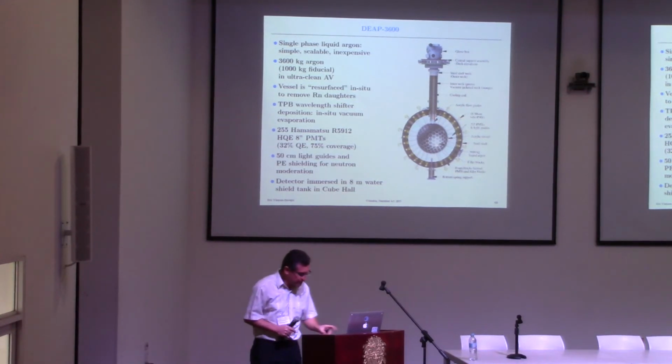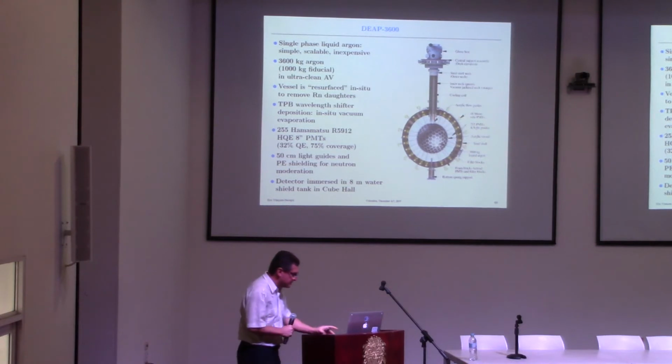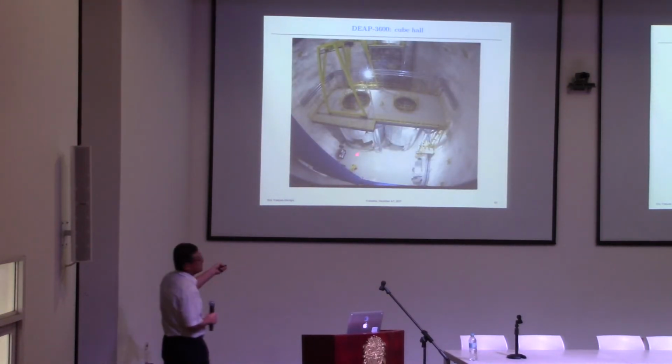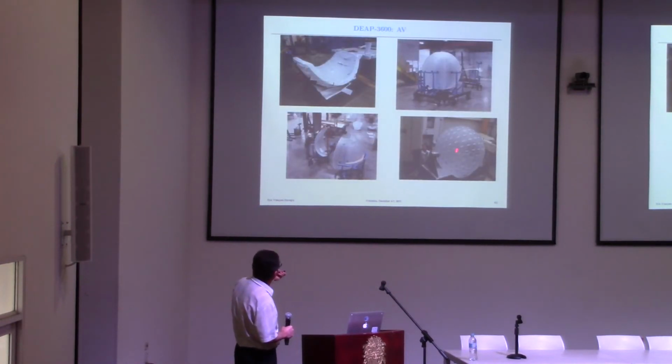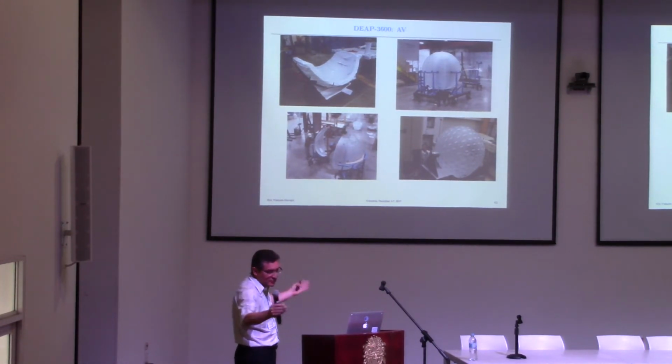Before I show you the results, I'd like to emphasize this careful selection of materials and of the backgrounds. So this is the cube hole. This is where the DEAP-3600 is located. And this is basically how we built our detector. It's an acrylic vessel of 85 centimeters radius, so 1.7 meter diameter.